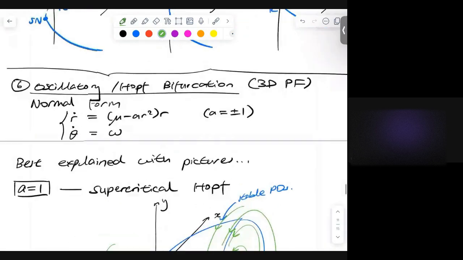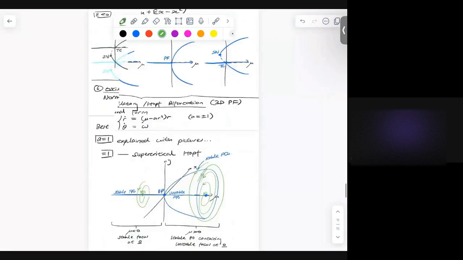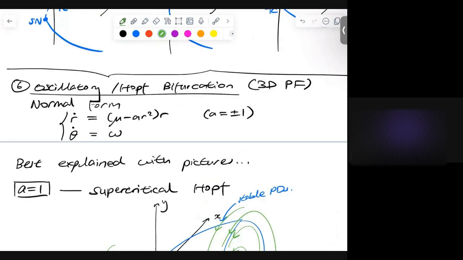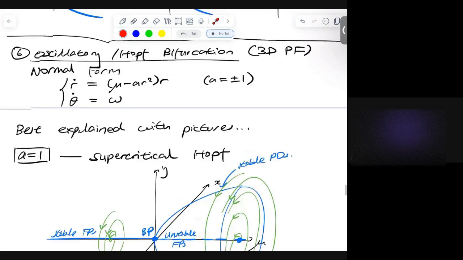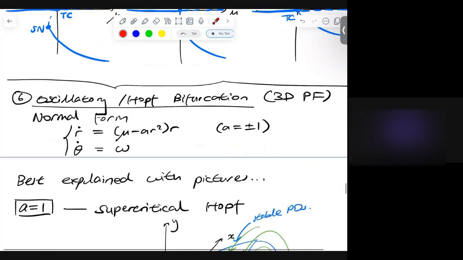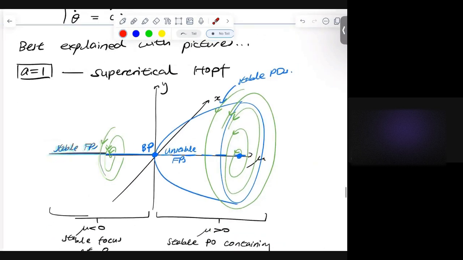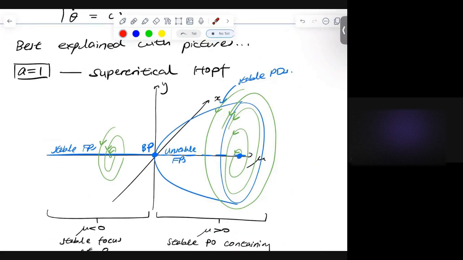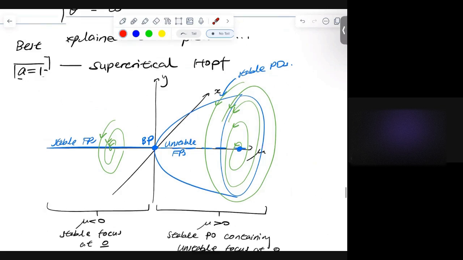Right, so the next thing we'll look at is actually the last thing here, which is the oscillatory or Hopf bifurcation, which I think is basically just a 3D pitchfork, and you'll see why. So the normal form looks like this. It makes more sense when you look at it, so I think it's best explained with pictures. a is equal to plus or minus 1. In the case a is equal to plus 1, we get something called a supercritical Hopf bifurcation. And it looks like this. So we have x in this direction, y, and mu is varying along the horizontal axis.